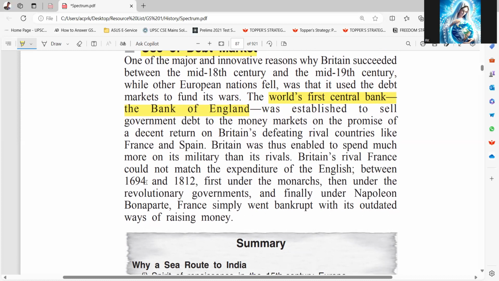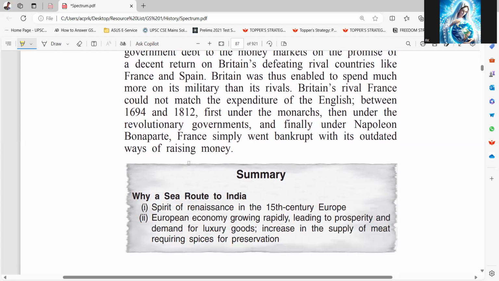Between 1694 and 1812, first under the monarchs, then under the revolutionary governments, and finally under Napoleon Bonaparte, France simply went bankrupt with its outdated ways of raising money.